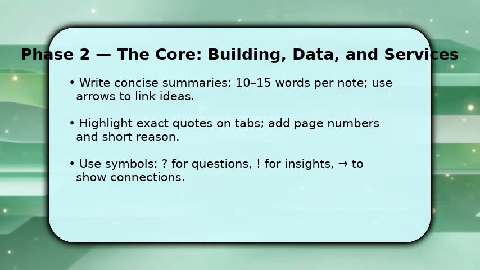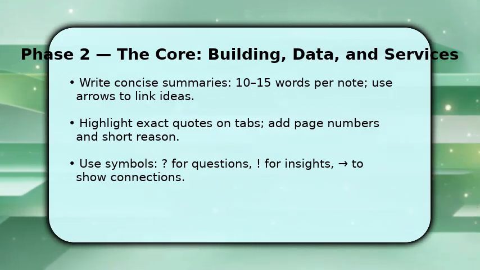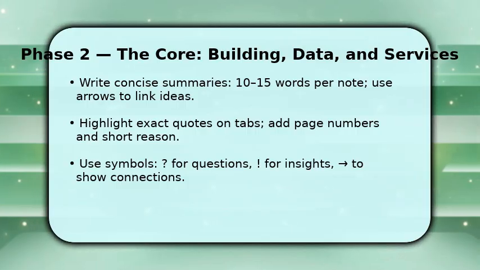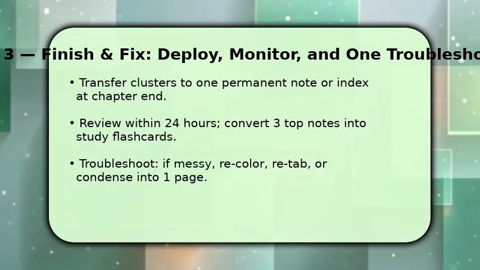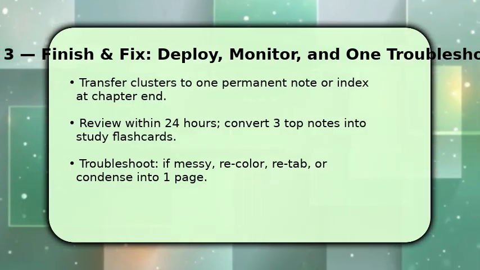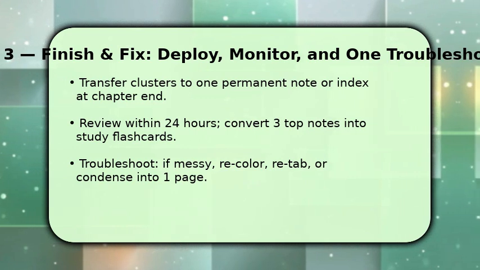Once you collect several notes, reorder tabs so related items cluster together. This creates mini-themes and makes later synthesis faster and less confusing. Finish by synthesizing. Group clustered sticky notes into an index note or a one-page summary. This turns fragments into a coherent outline.